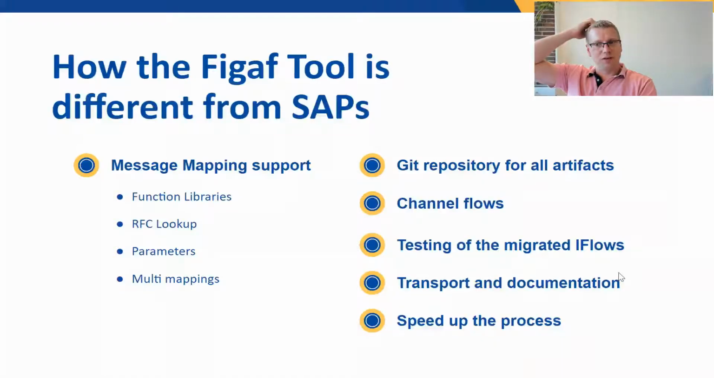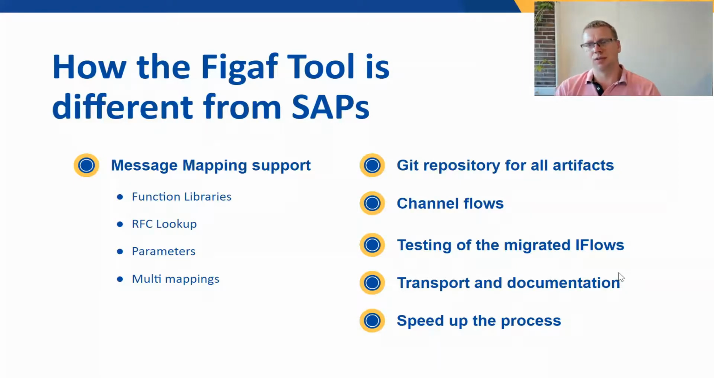Why are we different from the SAP one? When I talk about the SAP one, it's the one where, in the message mapping or in an iFlow, you can go in and say, okay, I want to import the message mapping here to do these scenarios. Some of the things we do support: we support function libraries, RFC lookups, parameters, and multi-mappings, and you get the full flow.